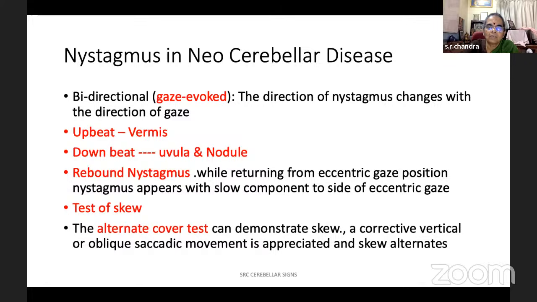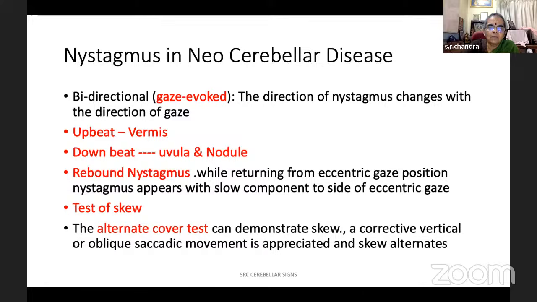While turning from eccentric gaze, suddenly the slow position of the nystagmus, which is gaze evoked, normally gaze evoked. So when you're looking to the right, the nystagmus will be fast to the right. But you just keep waiting for some time, then the slow component comes to that side and the fast component moves away. That is called rebound nystagmus.